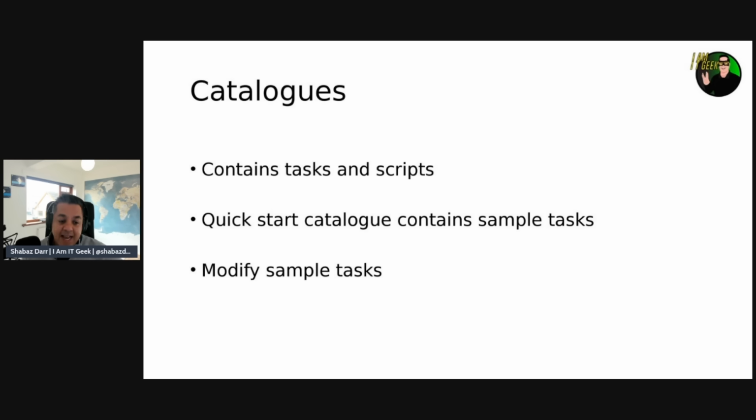Then we move on to catalogs. The DevBox Quick Start catalog, which you saw in the last episode, contains tasks and scripts that you can configure for your DevBox during the final stages of the creation process. Again, we'll be covering that in a demo later on. Microsoft provides a Quick Start catalog, which we saw, and that consists of a set of example tasks. You can then attach the Quick Start catalog to Dev Center to make these tasks available to all projects associated with the Dev Center, and then you can modify the sample tasks to suit your needs. You can also create your own catalogs, as we did, and you can put different tasks in them as well.